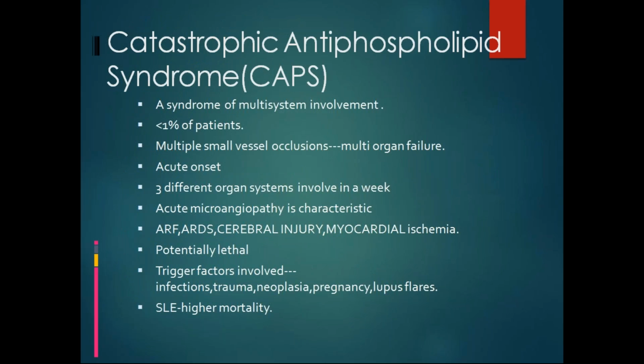What is the third entity? Catastrophic antiphospholipid syndrome. It is a syndrome of multi-system involvement. Usually a very small number of patients are involved. There are multiple small vessel occlusions. There is multi-organ failure, which is acute onset, with 3 different organ systems involved in a week. Acute microangiopathy is characteristic. It usually leads to higher mortality, and the symptoms tend to occur very frequently and very fast. The patient deteriorates very fast, and you have to act accordingly by giving steroids or whatever. So usually in these patients, the mortality is very high.